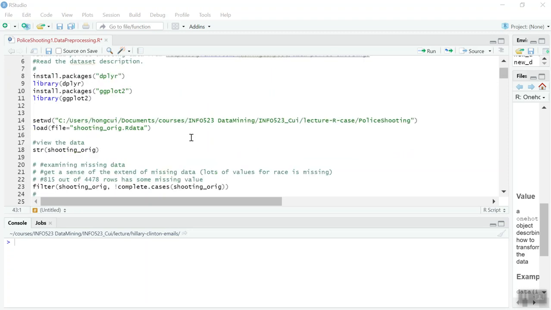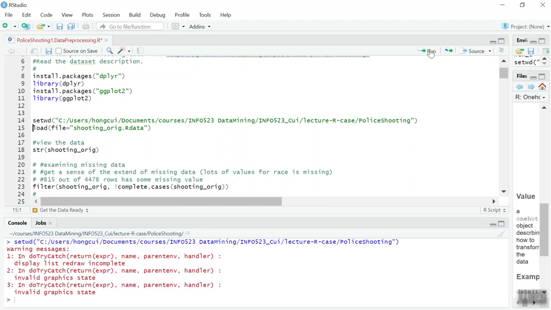So again, remember that when we were doing our know-your-data exercise, we saved the shooting data into shooting_original and our data. So now we can go back to our directory and load this file. And now we have this data set, and we can take a look to refresh our memory.